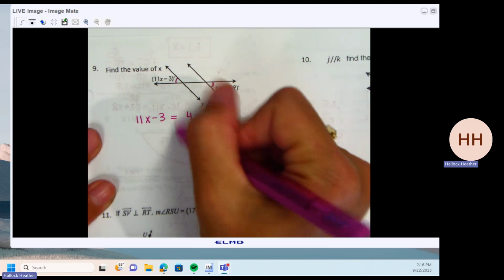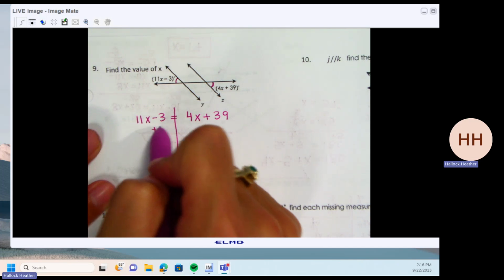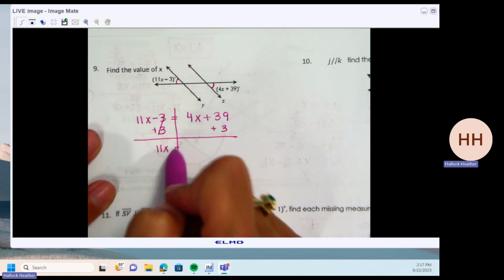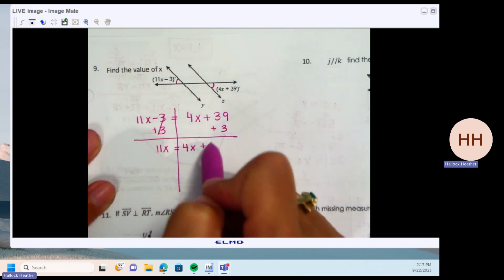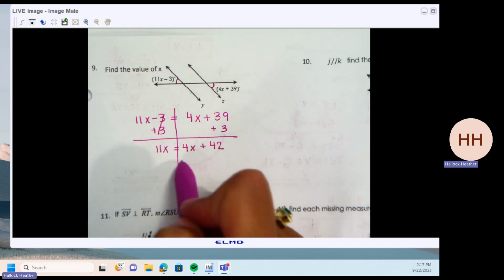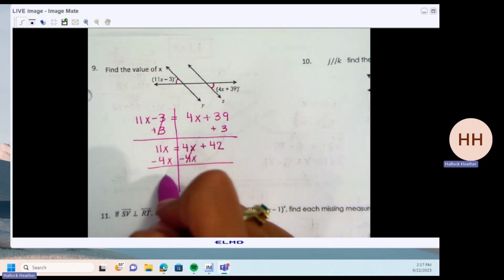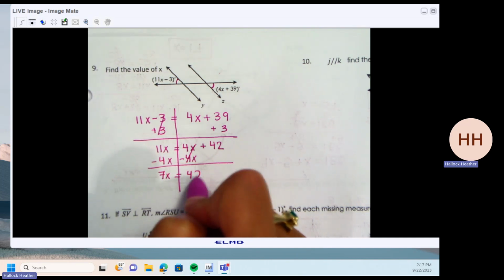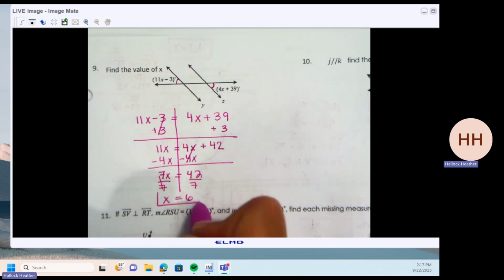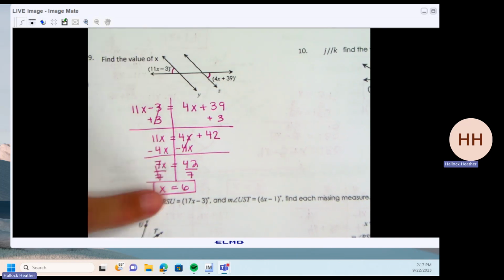And now I'm going to draw my line. I'm going to move my minus 3. I'm going to add 3 to both sides. So I have 11x equals 4x plus 42. Then I'm going to move the 4x across. I'm going to minus 4x, minus 4x. I get 7x equals 42. And I divide by 7. So x equals 6. Because it says find the measure of x, or the value of x, I'm done.